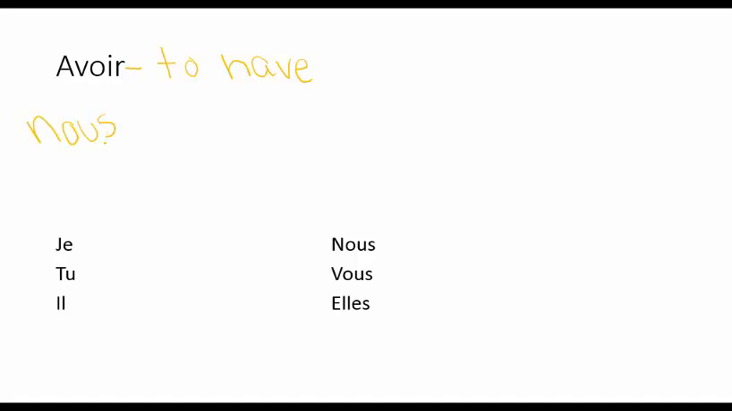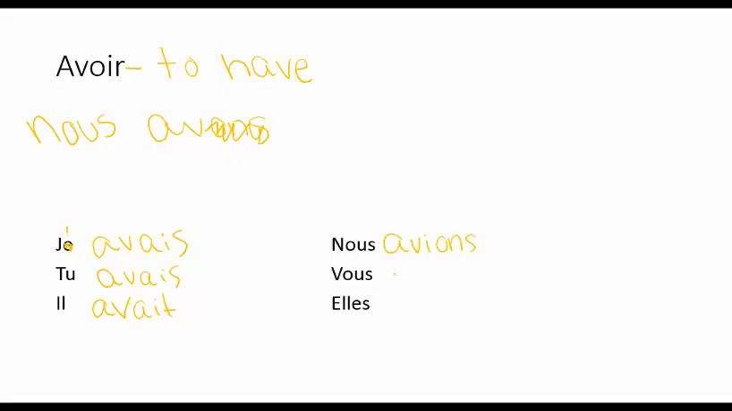So, nous in the present tense is avons, right? Take off the ONS, add your endings, so j'avais, AIS, tu avais, AIS, il avait, AIT, nous avions, vous aviez, and elle avait.